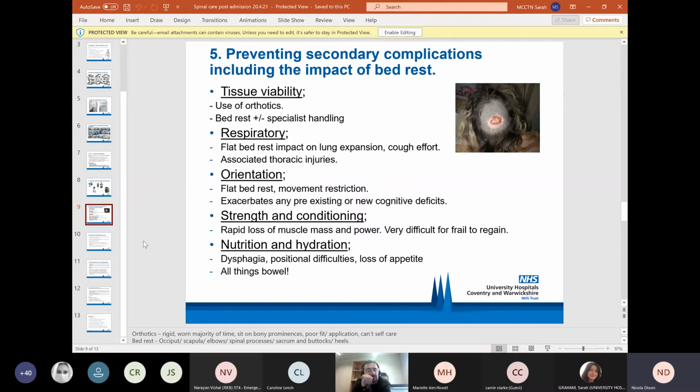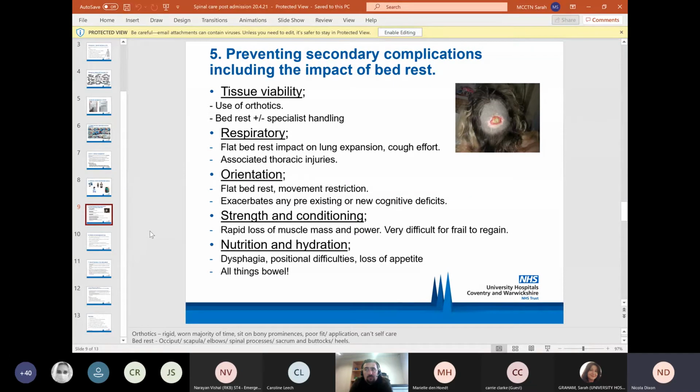Positional difficulties, so the alignment side lie that you saw the picture of before, even that 20-degree tilt to the side with those pillows down the side actually allows people to start controlling food and drink in their cheek rather than it going straight to the back of their throat before they're able to control what's going on with it. There's also a loss of appetite, and we need to be thinking about any supplements they require.